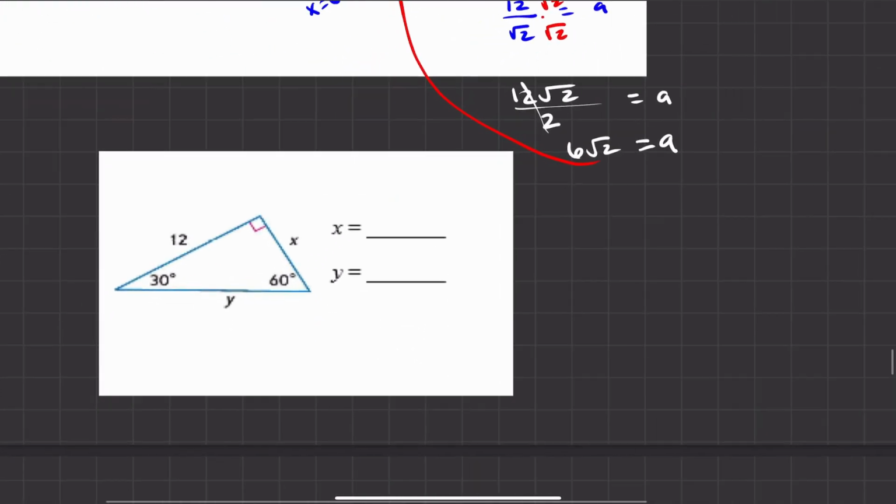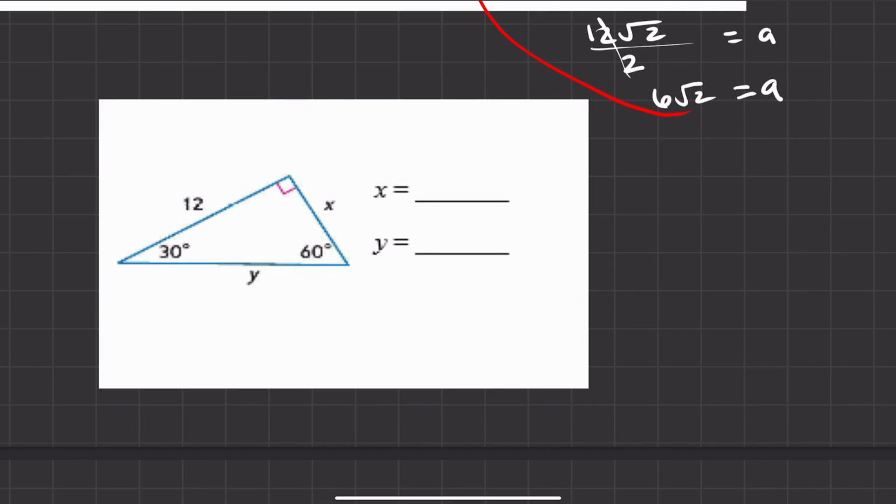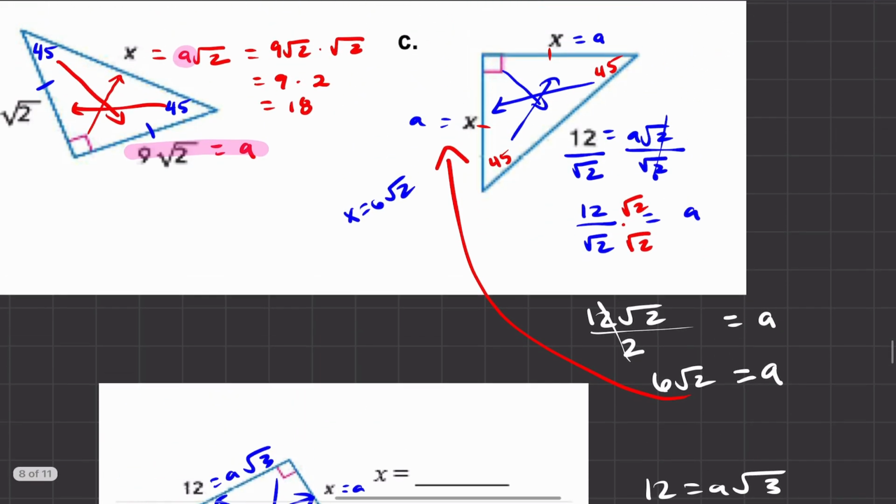All right, let's take a look at this one right here. This is a 30, 60, 90 triangle. So label: this is A, this is A root 3, and over here, this is just 2A. We have 12 equals A root 3, and I'm going to solve for A. If you do remember the trick that I taught you: yes, I'd have to divide both sides by root 3 and then do all of these steps.